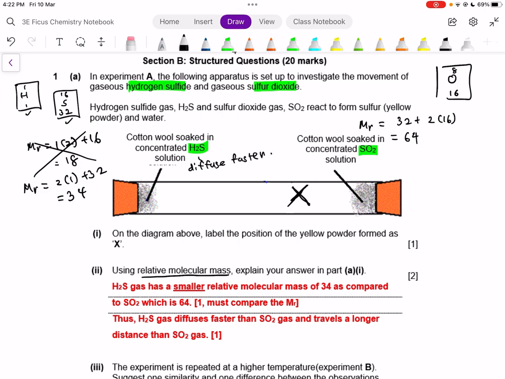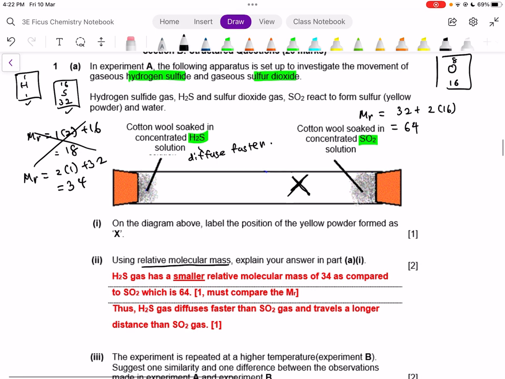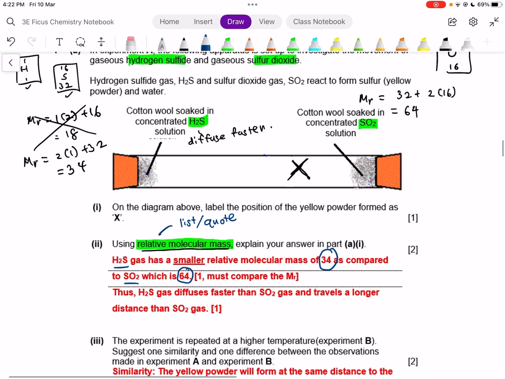Let's look at part 2, to explain why it diffuses faster. The question says using relative molecular mass, so you must actually list down or quote the relative molecular mass. I'm looking out for the figure, which is 34 for H2S or 64 for SO2. You must compare the relative molecular mass. If you never compare, no marks. Then explain your answer.